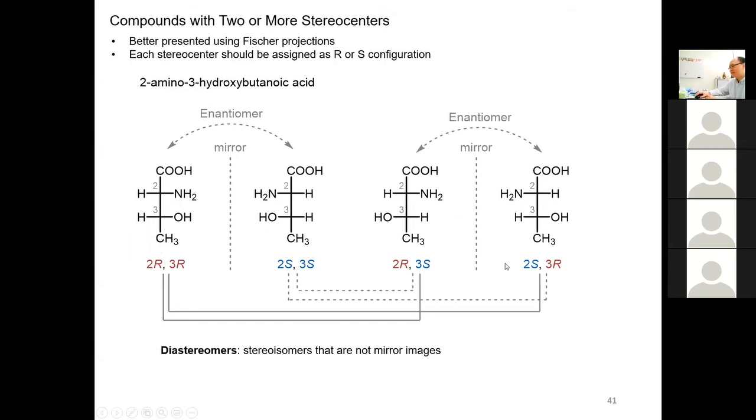So here we have a new concept called diastereomer. The definition of diastereomers is stereoisomers that are not mirror images, okay? We have enantiomers, we have diastereomers. All right.